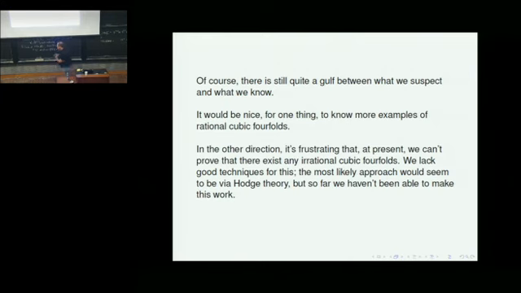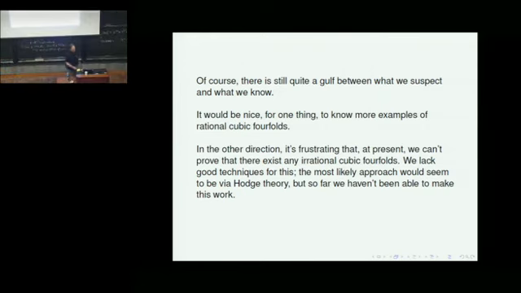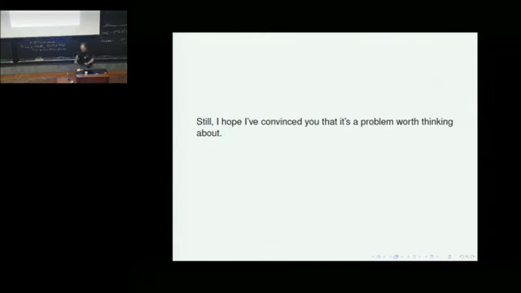I mean, none of this is really conclusive unless you can show that there are non-rational cubic fourfolds, and for that, we really don't have effective techniques. So at least you might hope to try to approach it by Hodge theory. I don't offhand see a way of doing that. As I say, I hope I've convinced you it's a problem worth thinking about. It's not a problem, for example, that I would suggest to a student, right?